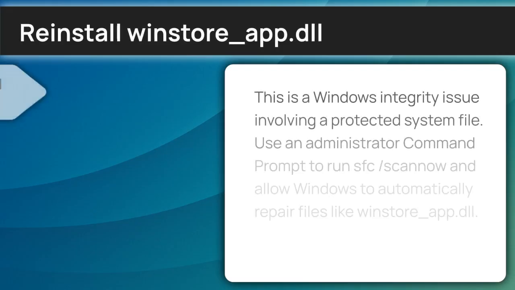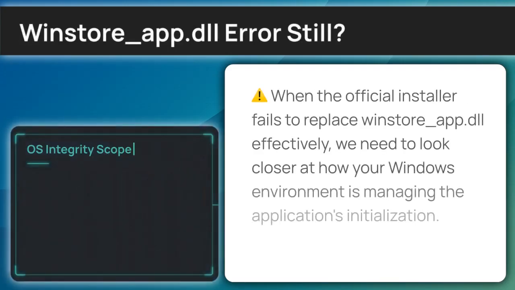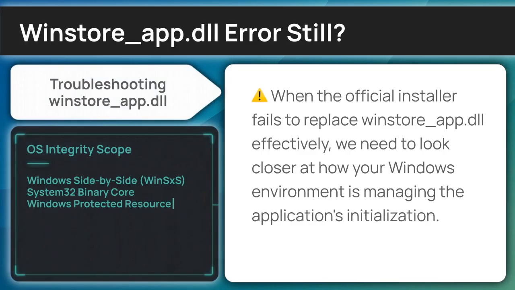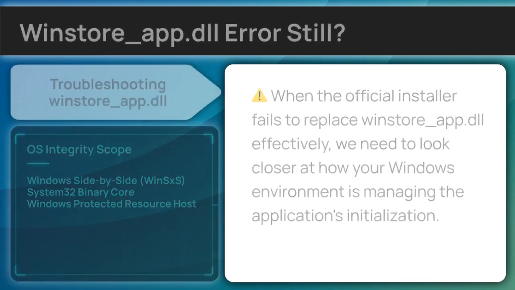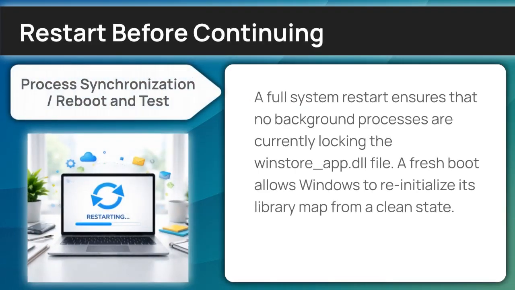This is a Windows integrity issue involving a protected system file. Use an administrator command prompt to run sfc /scannow and allow Windows to automatically repair files like Windows Store App Library DLL. Persistence of this error after a clean reinstall suggests that the issue may reside within the current user session's initialization. A simple restart can resolve file in use errors that mimic a missing Windows Store App Library message. It's a low-effort step that ensures your operating system starts with a clean execution stack.